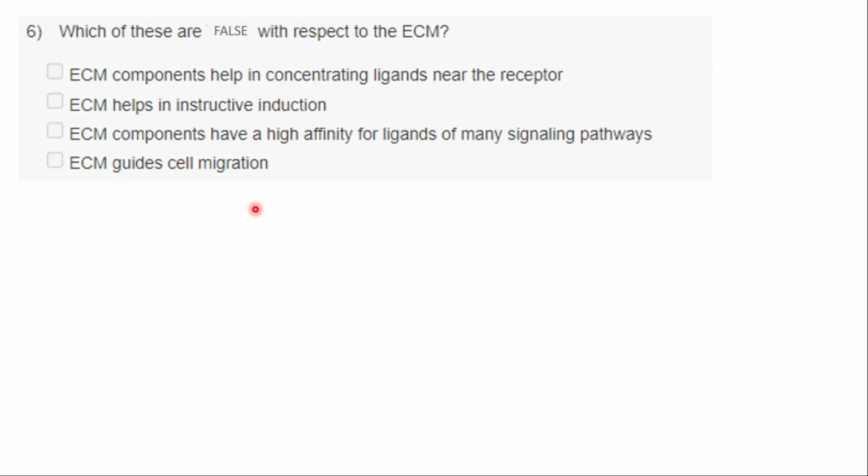And for the answer to question number 6, you have changed your option to option 3: ECM components have high affinity for ligands of many signaling pathways. Okay, let me tell you what is the correct answer to this question. ECM helps in instructive induction is the correct answer, which is false with respect to the ECM.